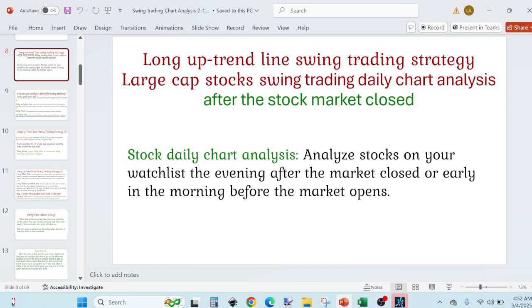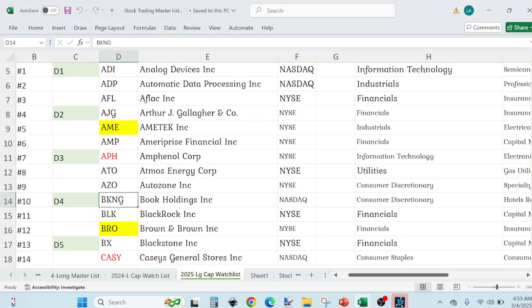Hello, how do you do swing trading daily chart analysis of large cap stocks if you are using the long uptrend line swing trading strategy? To illustrate how you can do that, we have a stock watch list that we open. It's good to have a stock watch list that you swing trade from, and we have ours here. We are going to analyze 3 stocks from the list, and the first one is BKNG.